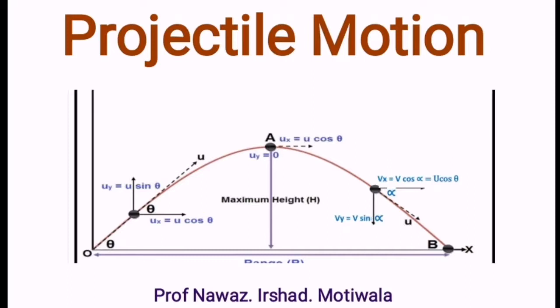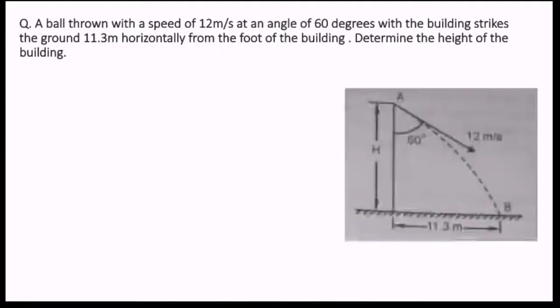Let us apply this to a problem. The problem is: a ball thrown with a speed of 12 meter per second at an angle of 60 degrees with the building strikes the ground 11.3 meters horizontally from the foot of the building. Determine the height of the building. The diagram is as shown.